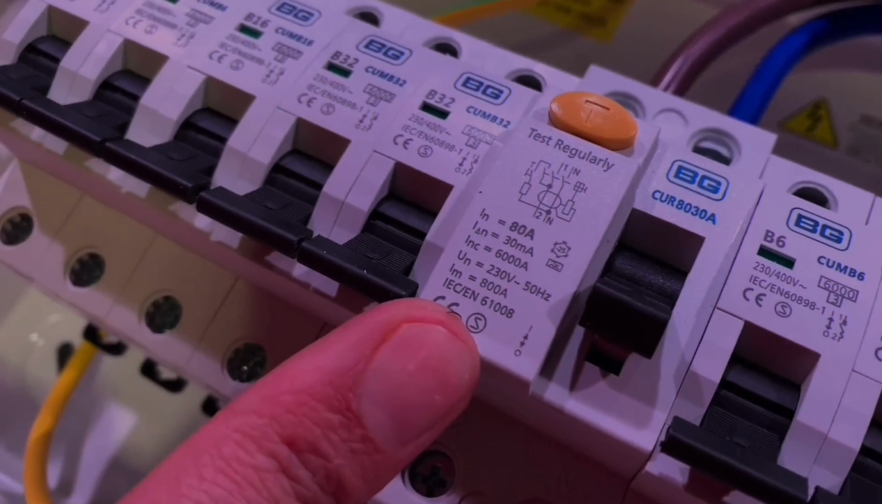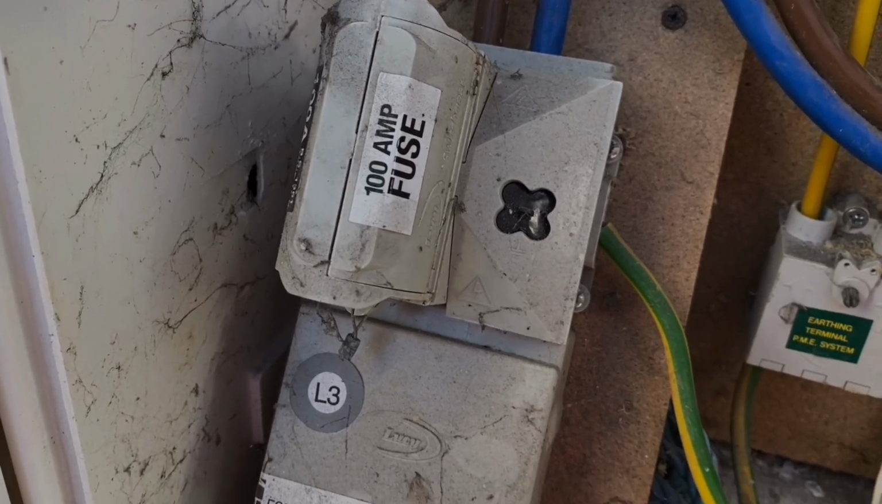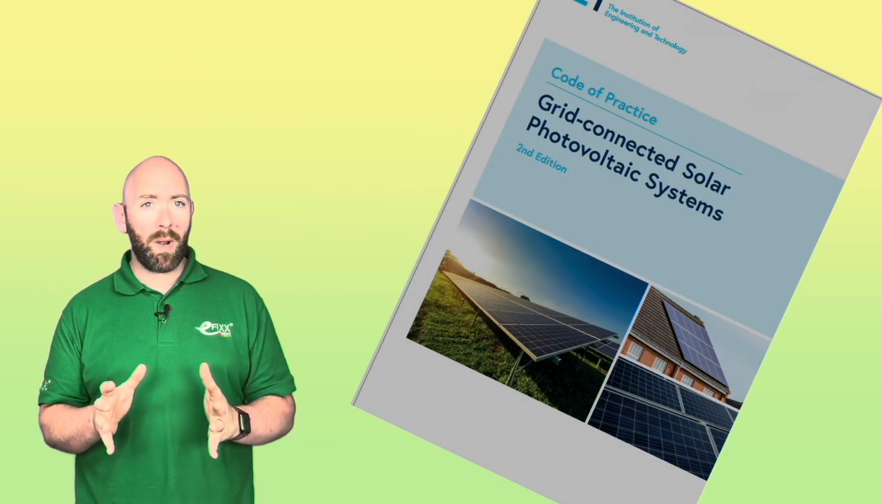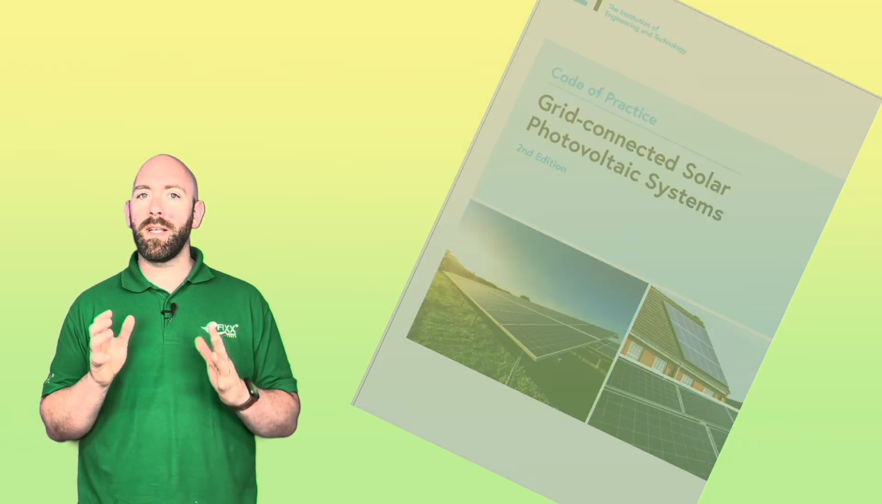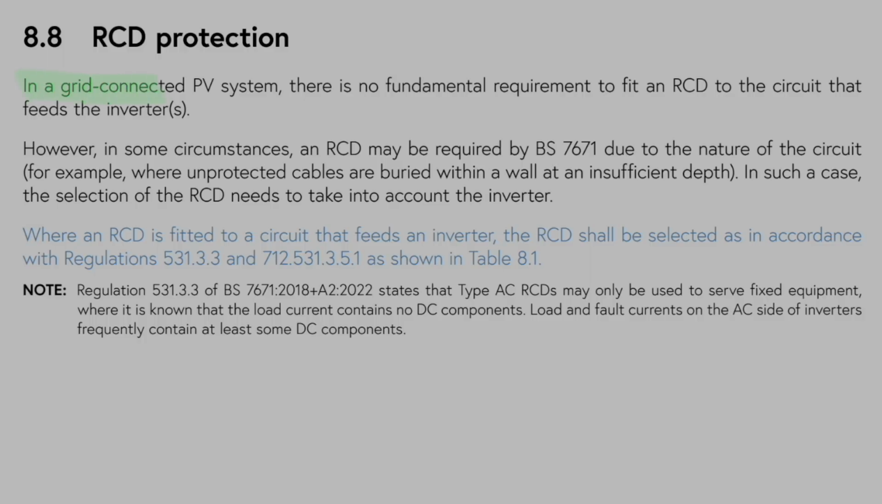We use RCDs to provide additional protection against electric shocks in electrical circuits. But do we need to install an RCD on the circuit which supplies the inverter? The Code of Practice for grid-connected solar photovoltaic systems says in 8.8, in a grid-connected PV system, there is no fundamental requirement to fit an RCD to the circuit that feeds the inverter. However, in some circumstances, an RCD may be required by BS 7671 due to the nature of the circuit. For example, where unprotected cables are buried within a wall at an insufficient depth.